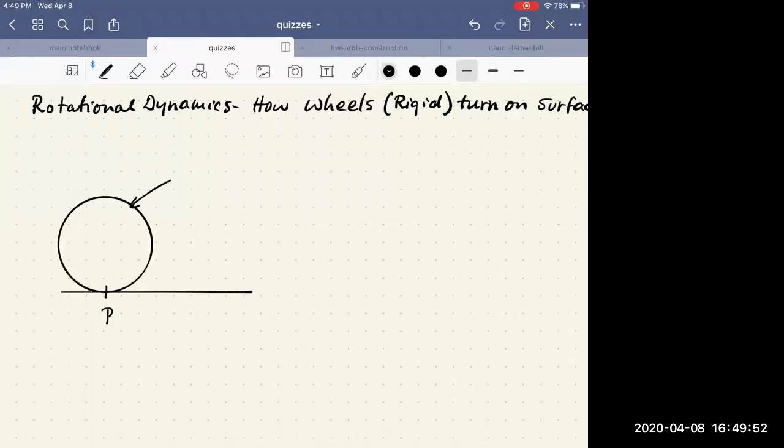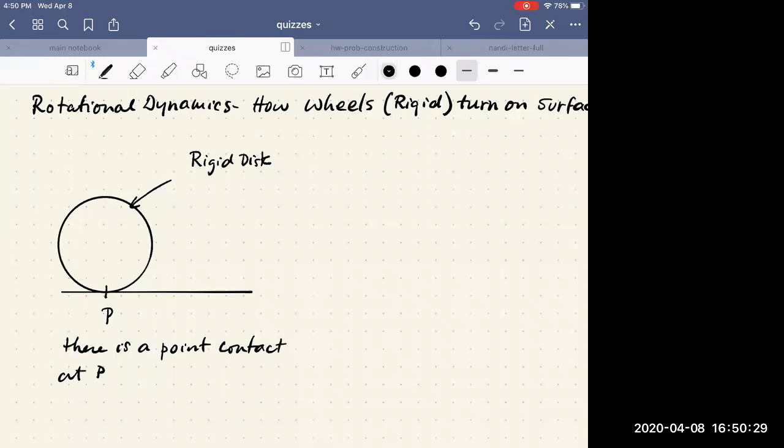And this is a rigid wheel. When I say rigid wheel or rigid disc, it literally means that there is a point contact at P. So this is different from your regular automobile tire, because the part of the tire that touches the road is quite flat. That would be a more complicated scenario, which we won't do here.